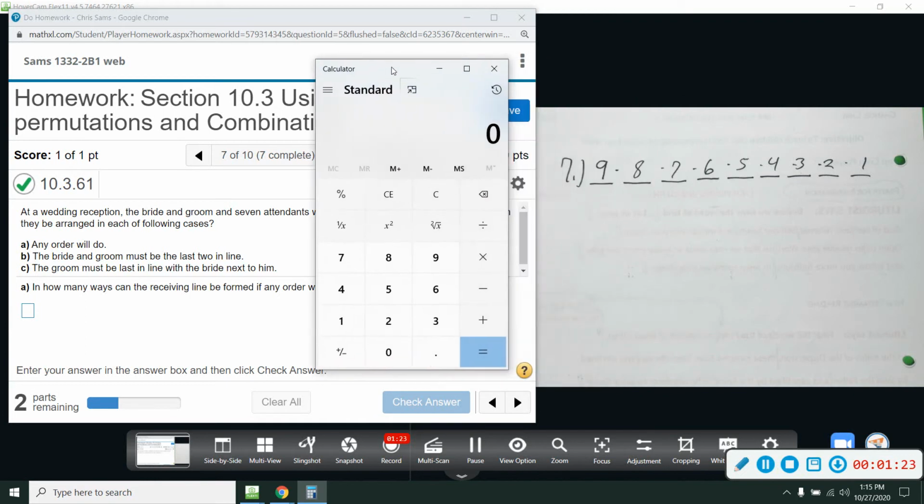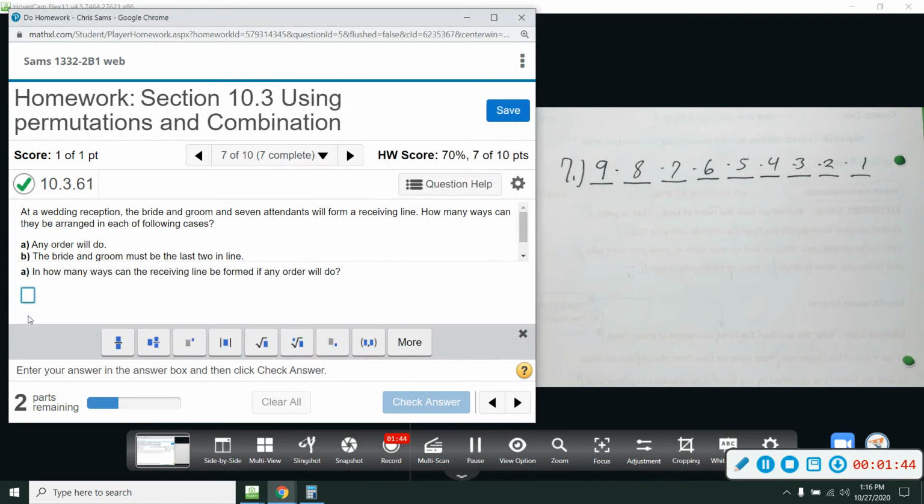So we're going to compute this. 9, 8, 7, 6, 5, 4, 3, 2, 1. Okay, so make sure 9, 8, 7, 6, 5, 4, 3, 2, 1. Okay, 362,880.